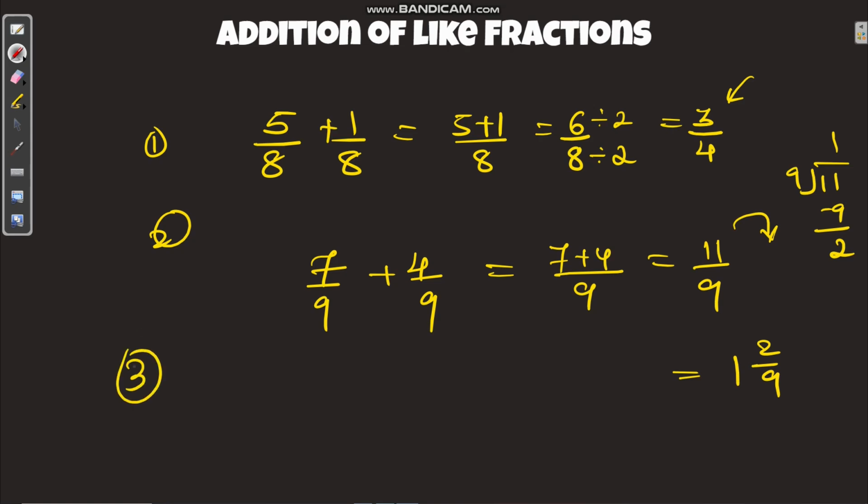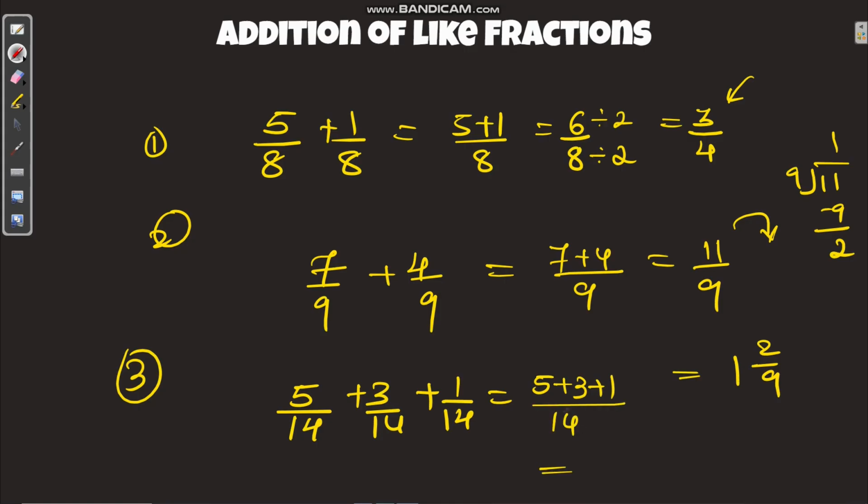So next example, let's see when you have maybe three numbers or three fractions. 5 by 14 plus 3 by 14 plus 1 by 14. The method remains the same. Okay, all the fractions are like fractions because the denominator in each case is 14. So what you do is you just add the numerators. 5 plus 3 plus 1, the entire thing upon 14. So 5 plus 3 is 8, 8 plus 1 is 9, 9 by 14 is your answer.